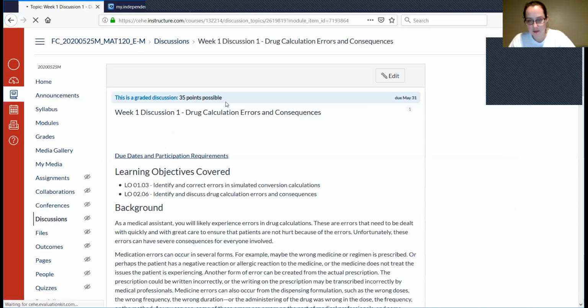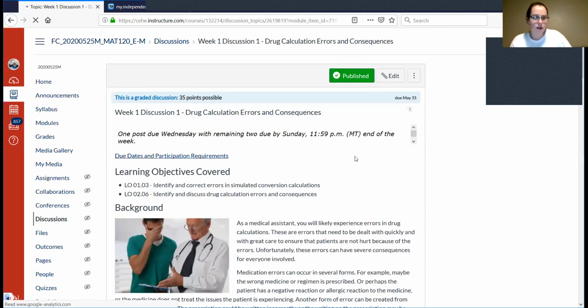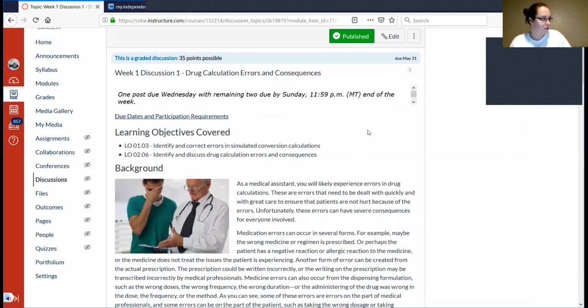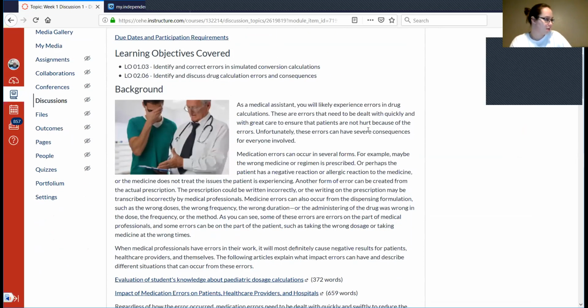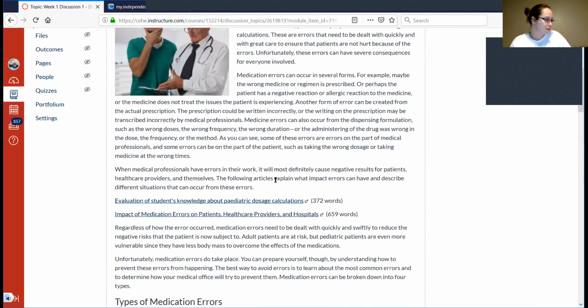So the first one is about the consequences of drug calculation errors and where they arise. There are several links here that are worth reading. I don't quite understand why they put a question about pediatric doses in this week, because that's the subject of next week. But you can go ahead and take a look at it.